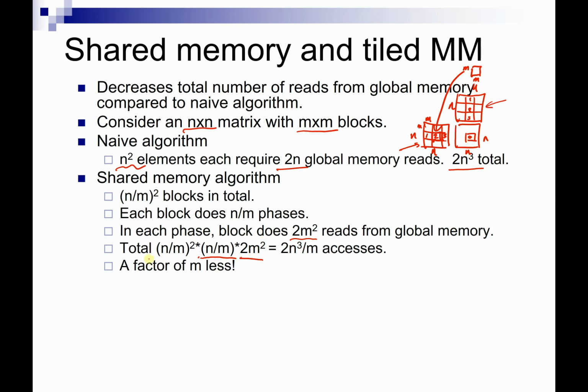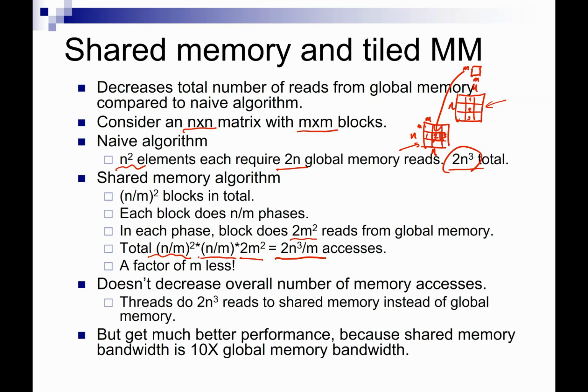Now in total, you have this many thread blocks. So if you multiply everything together, you get that the total number of global memory accesses by the shared memory algorithm is 2n cubed divided by m. Now we compare that to the total for the naive algorithm, and you see that we're doing a factor of m fewer global memory accesses.